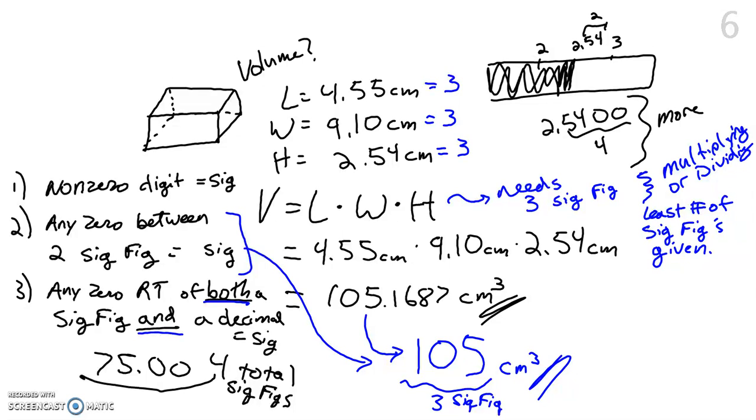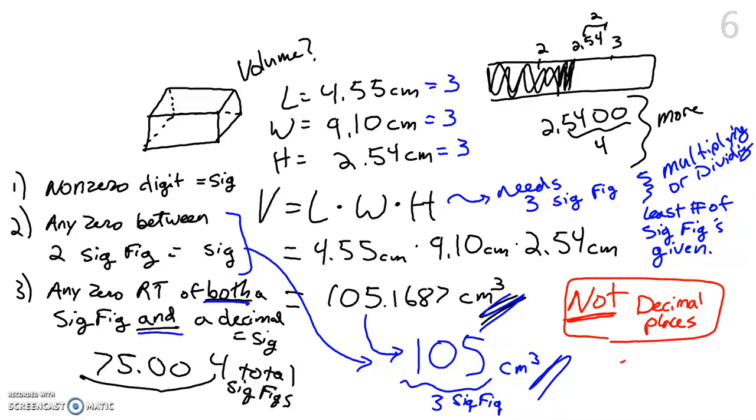I'm not saying that this is the wrong answer. This is just an answer that is not considered, but is considered more accurate than the measurement used. Just a hint here, this is not decimal places. They're often confused, but they're not the same thing. This is significant figures, not decimal places. All right, good luck.